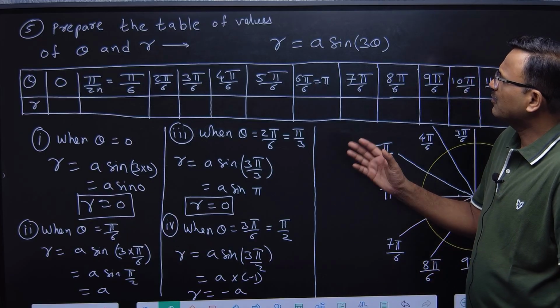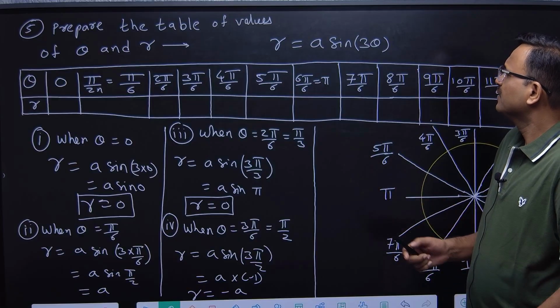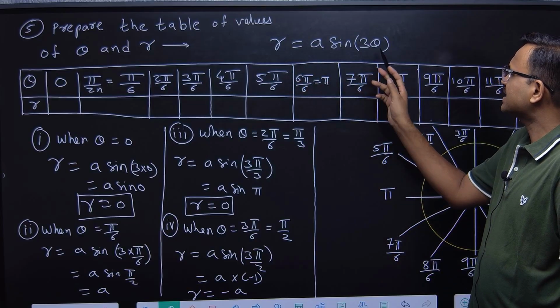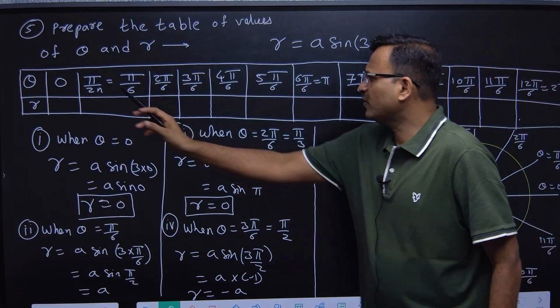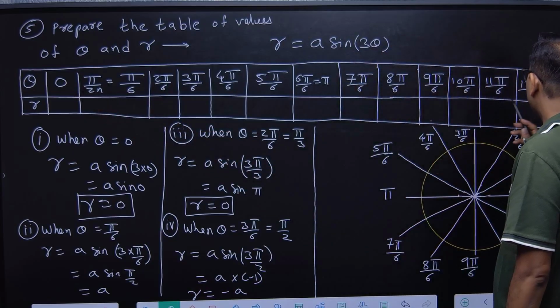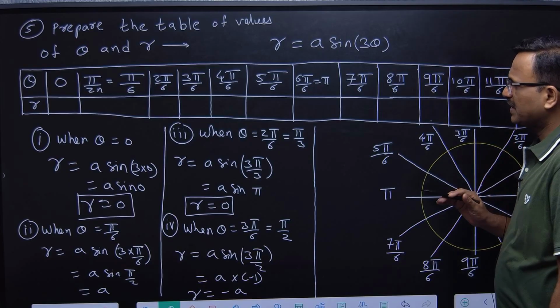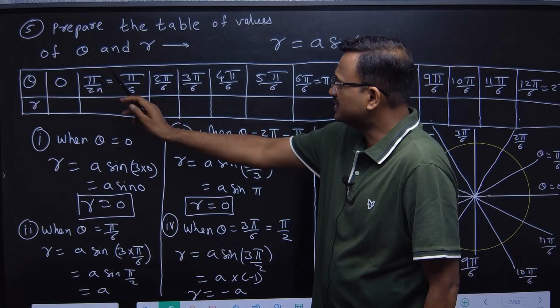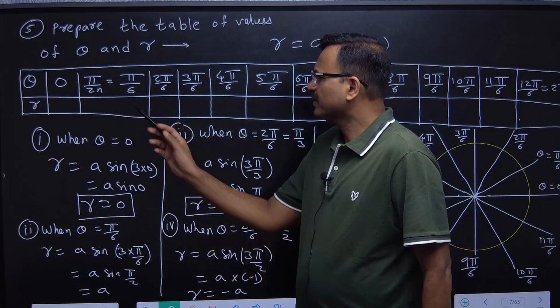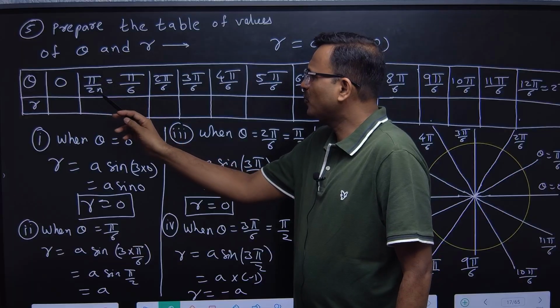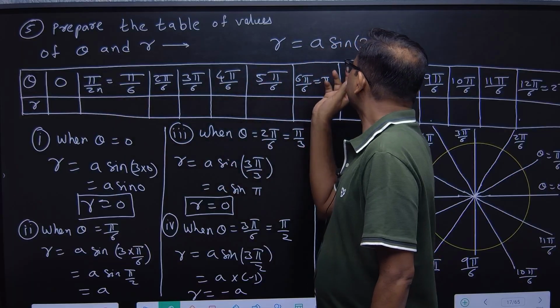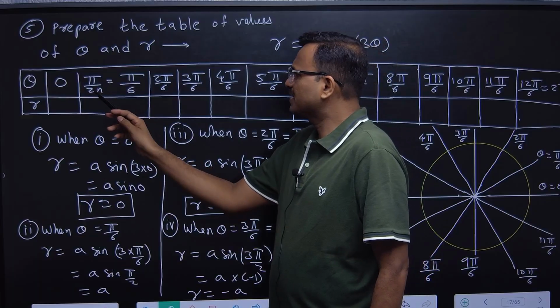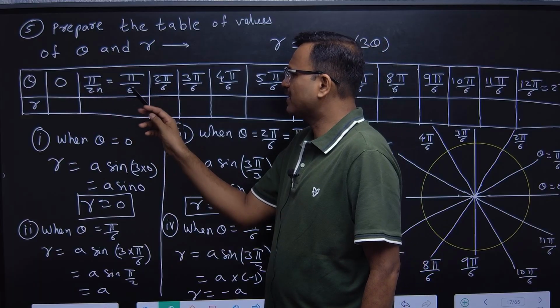We prepare the table of values of theta and r. We know the given equation is r is a sine 3 theta. The first value of theta we take is 0. The last value of theta we take is 2 pi in the case of a rose curve. So the second value of theta that we take is pi upon 2n. So this second value is the most important value. Second value of theta we take is pi upon 2 into n. Here n is 3 in this problem. So 2 into 3 becomes 6. So theta becomes pi by 6.